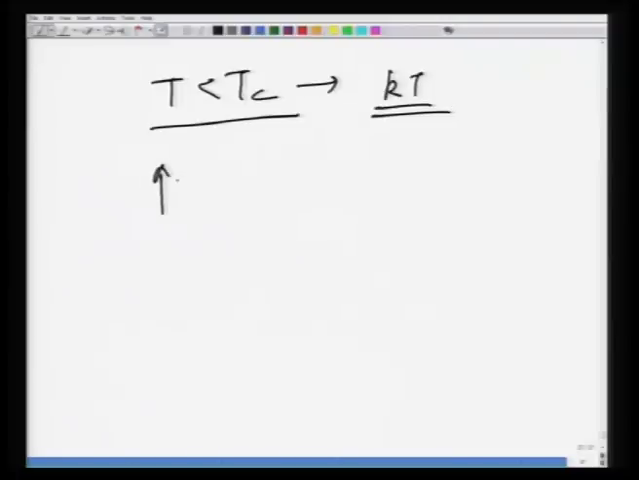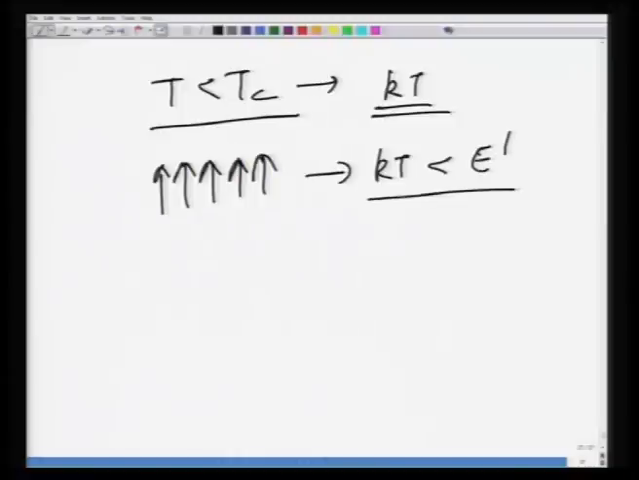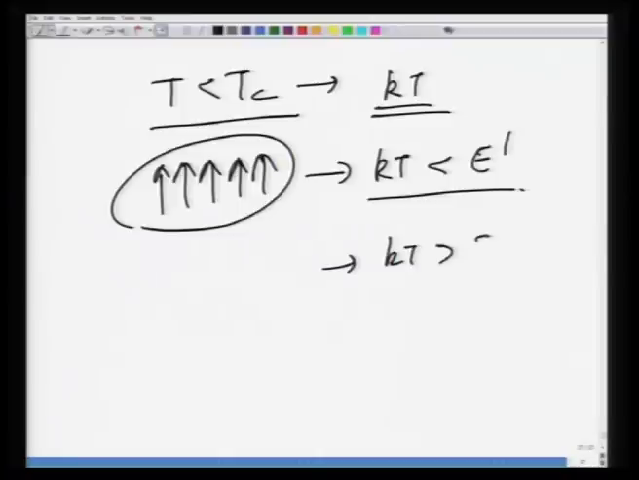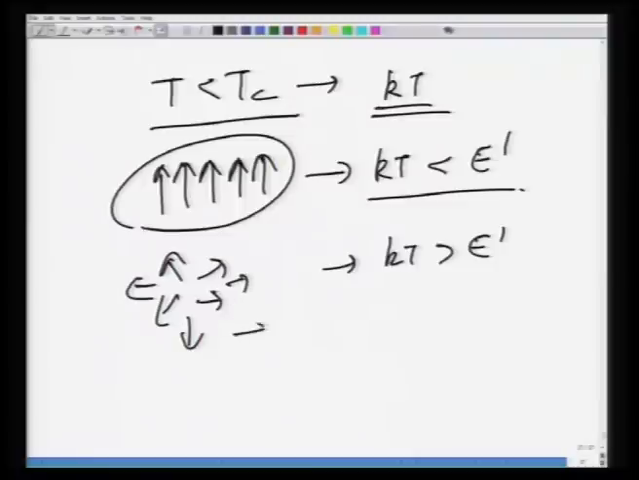So, these are the dipoles. If kT is smaller than the local field, then they stay together, but if kT is larger than E prime, then they randomize, and this is what happens at T greater than Tc.